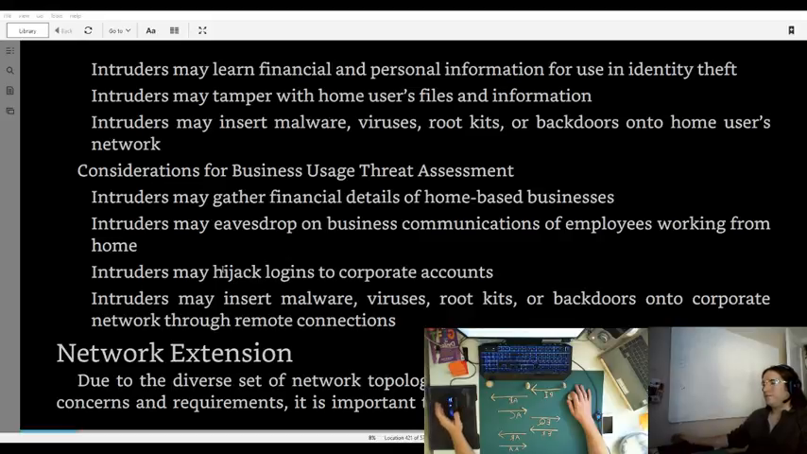Intruders may hijack logins to corporate accounts. Intruders may insert malware, viruses, rootkits, or backdoors into corporate networks through remote connections.